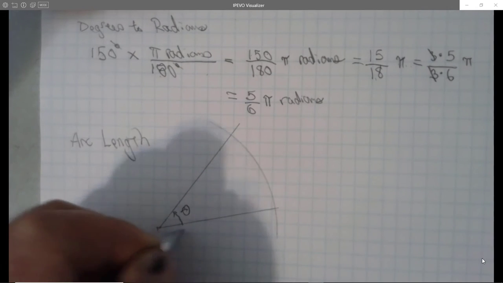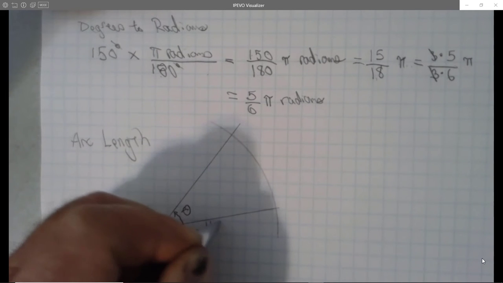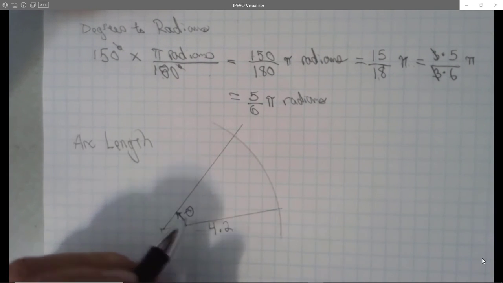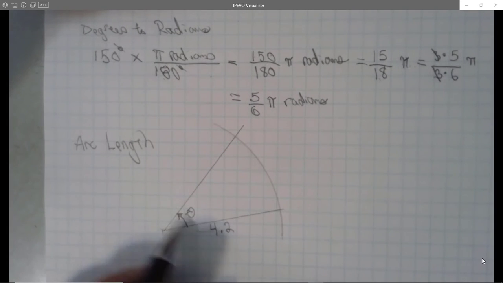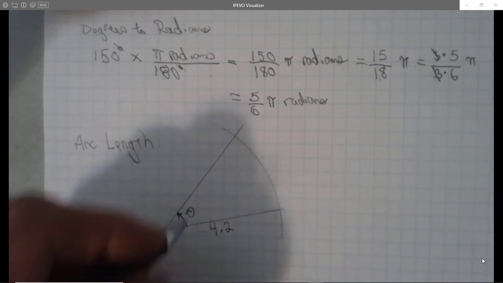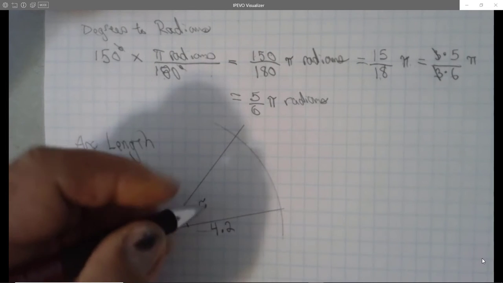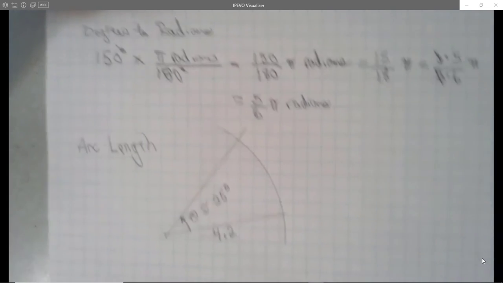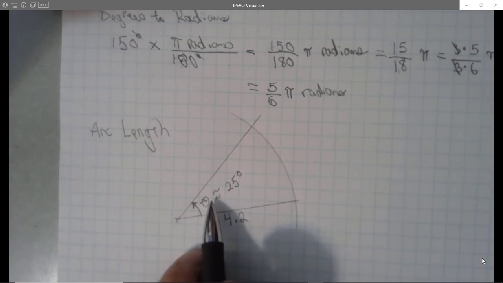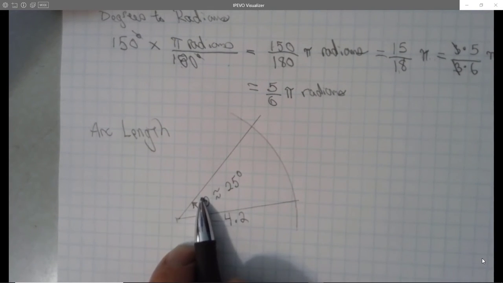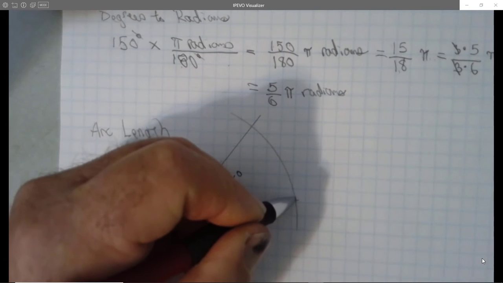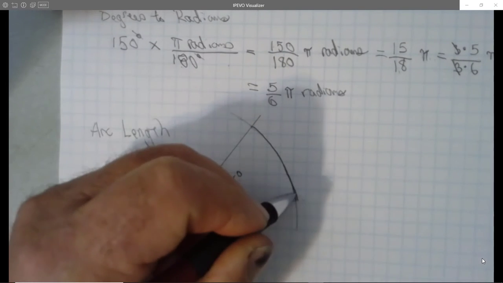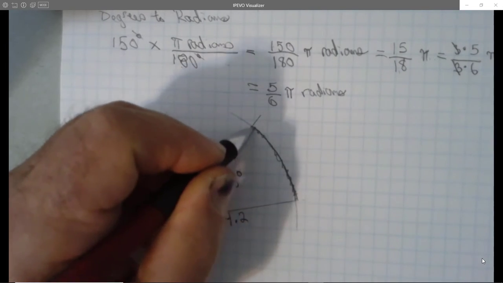Let's suppose that the radius of this circle is 4.2, and let me make up something that's not completely unreasonable. This is not so far from a 30-degree angle, so let's say it's like 25 degrees. Now, what we're after, of course, is right along here. This arc length, this distance.